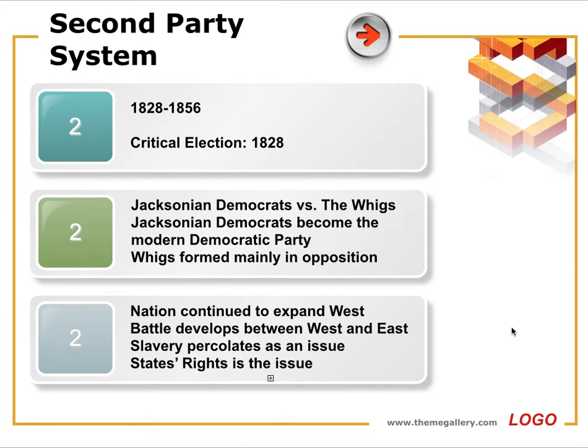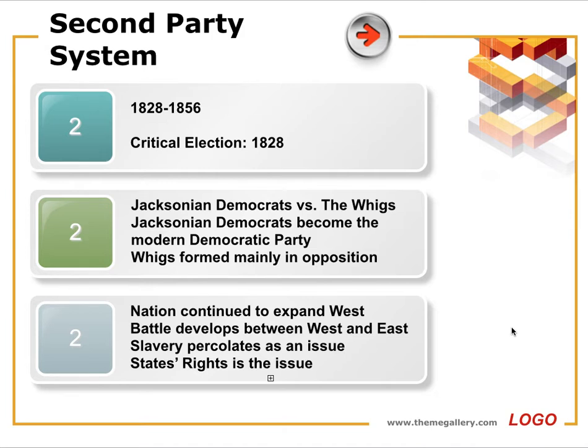Now, this 1828 to 1856 period, Jacksonian Democrats versus the Whigs. The Democrats become the modern Democratic Party. They're no longer Jacksonian Democrats, but they're the modern Democratic Party, and they don't really have a very strong opposition party. The Whigs are there, the Know-Nothings are there. The Whigs, though, are pretty much dead by the mid-1840s, late 1840s.